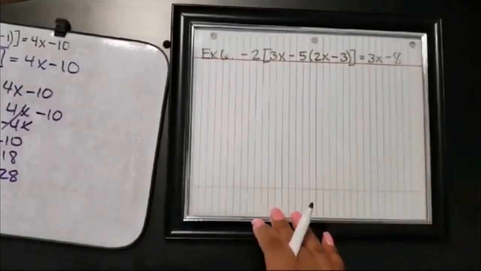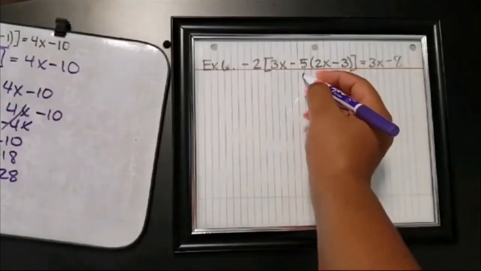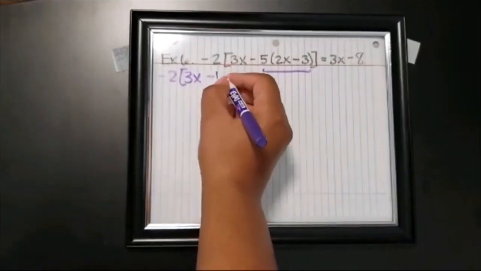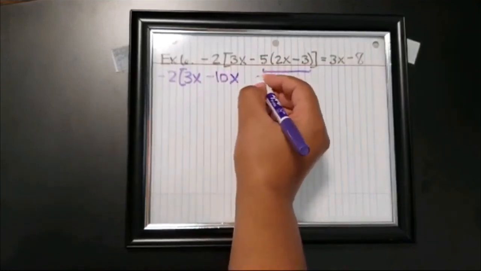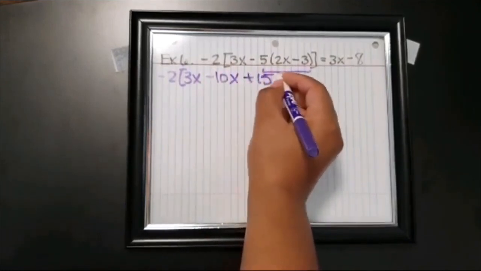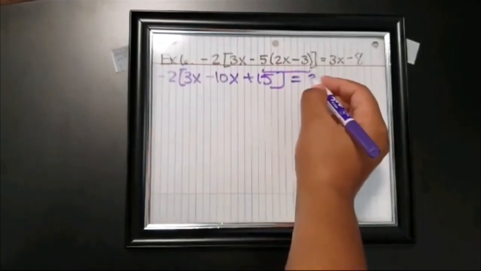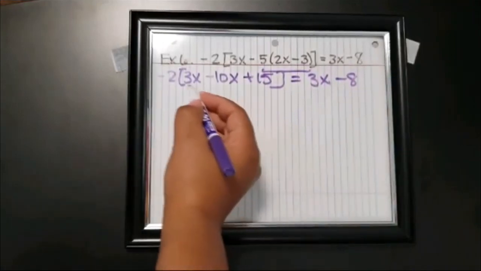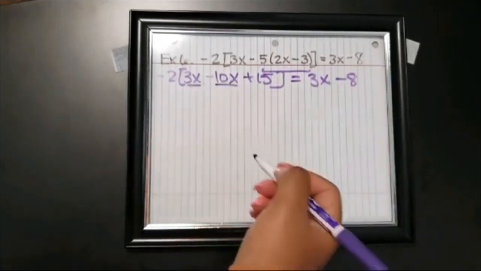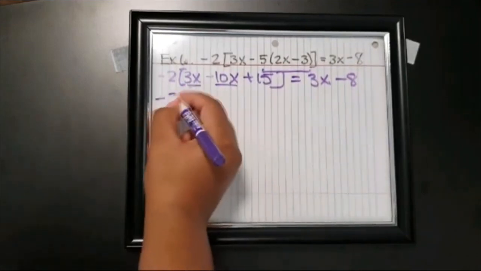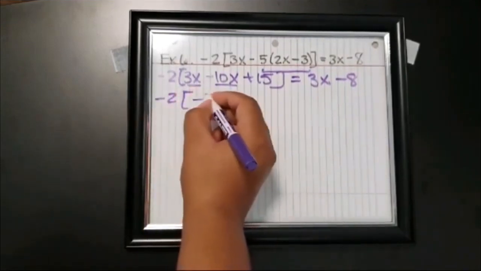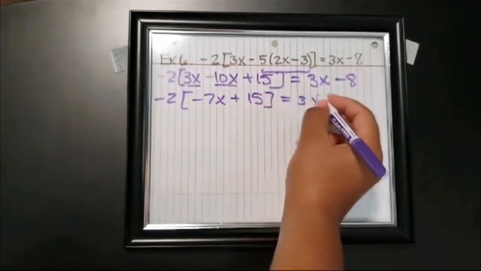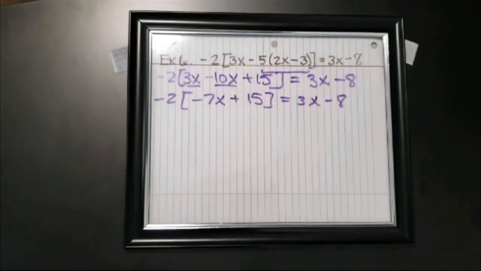So for number 6, we need to start with this negative 5 and distribute that. So negative 5 times 2x is negative 10x. Negative 5 times negative 3 is positive 15. Close our brackets and copy down the right side. Then we combine the 3x minus 10x. So we get 2x, open bracket, negative 7x plus 15, close bracket, and we copy our right side.